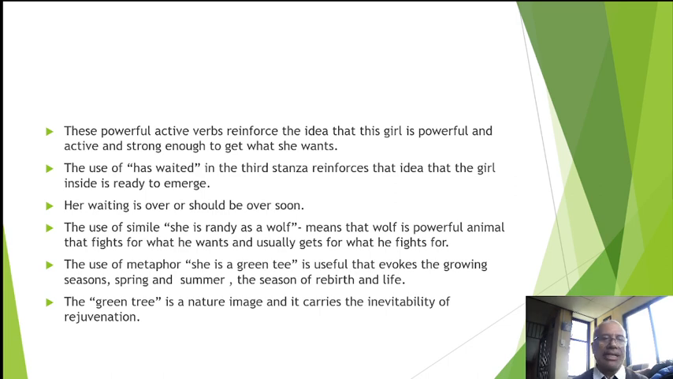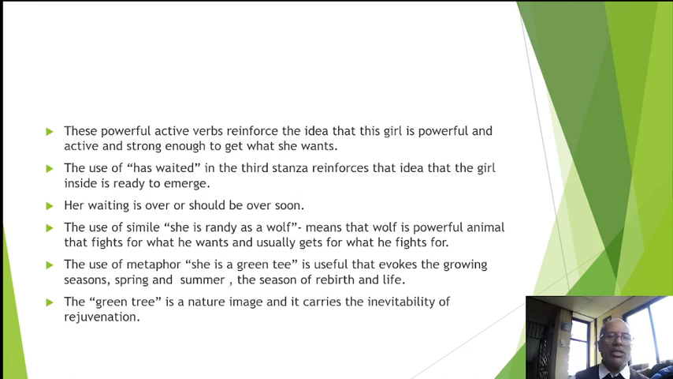The use of "has waited" in the third stanza reinforces the idea that the girl inside her is ready to emerge, ready to come out. At the moment it gets the chance, the opportunity, that girl comes out and takes part in sexual intercourse, erotic activities with the boy lover. Her waiting is over, or should be over soon. She is waiting, and that waiting should be over. That is getting over and should be over very soon.